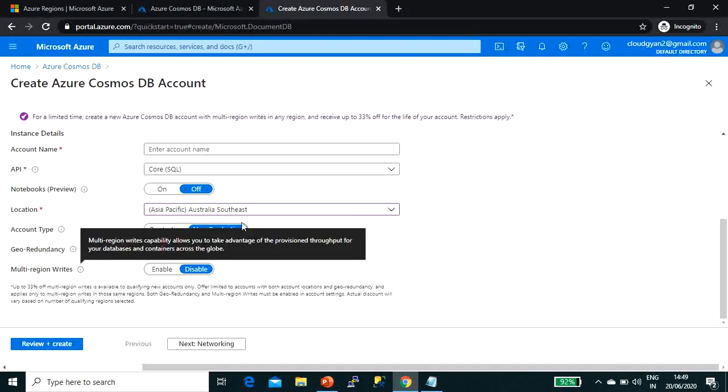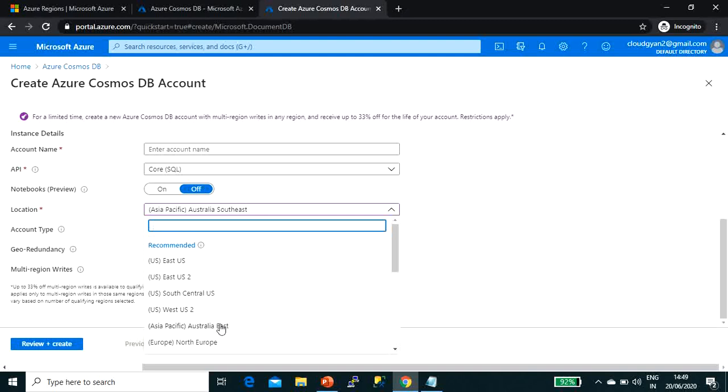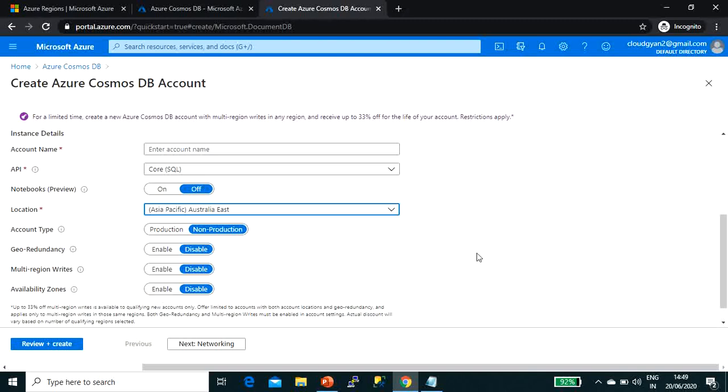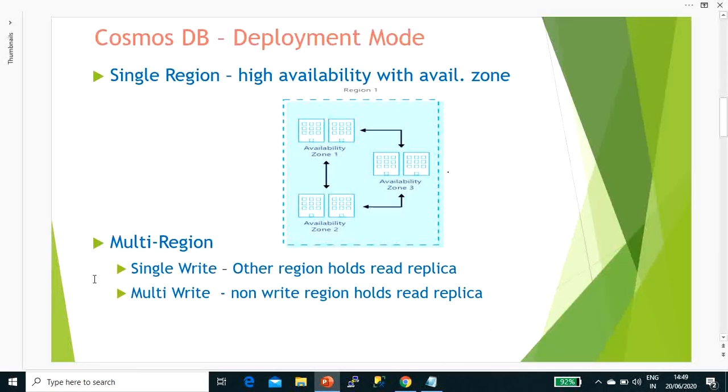It's a multi-region, right? Actually, multi availability zone deployment is possible. It is not available in all the regions, but if you take the Australia East region, you will see that there's an availability zone available. You can enable it. So in combination of the multi-region along with the availability zone deployment, you can increase the availability of your infrastructure. So this is all about the deployment mode.